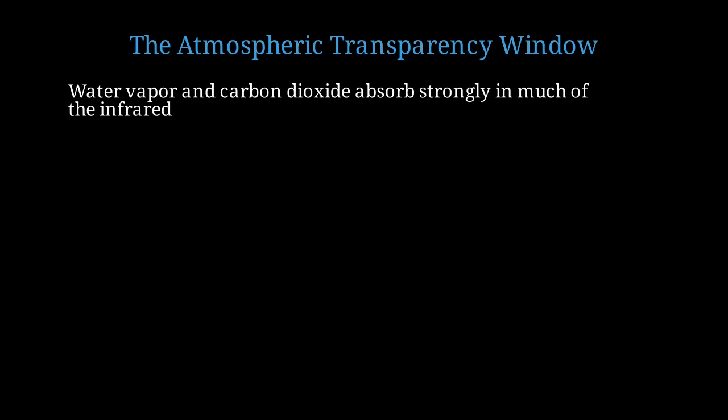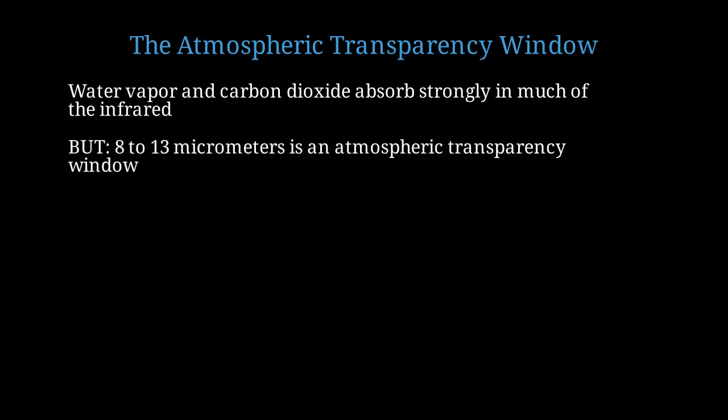The atmosphere is not transparent at all wavelengths. Water vapor and carbon dioxide molecules in the atmosphere absorb infrared radiation strongly at many wavelengths. This is the greenhouse effect. However, there exists a crucial transparency window between approximately 8 and 13 micrometers, where the atmosphere is largely transparent to thermal radiation.